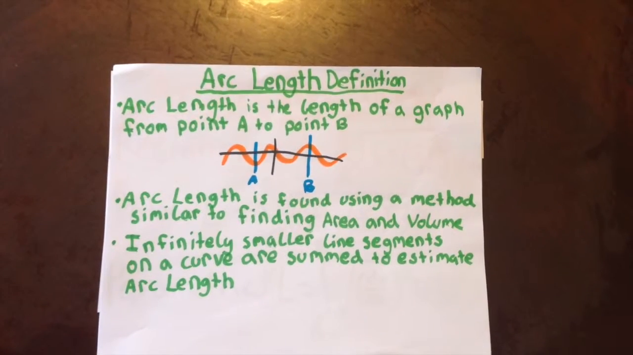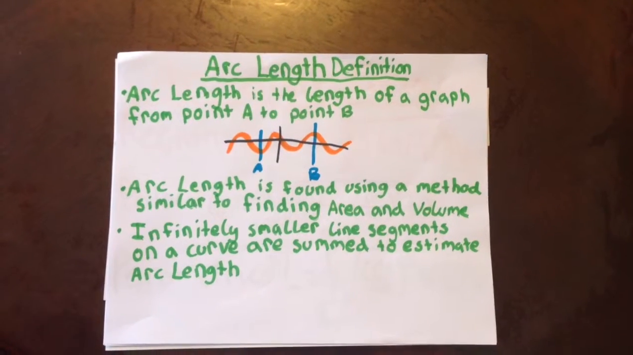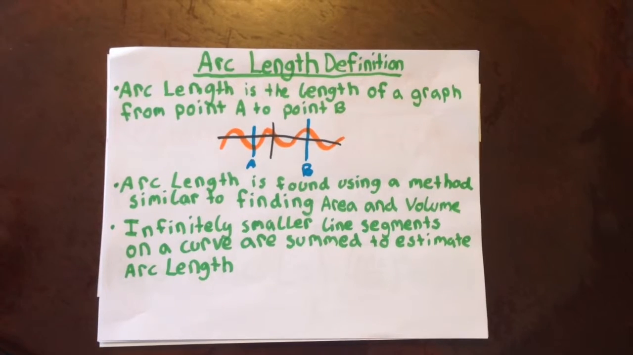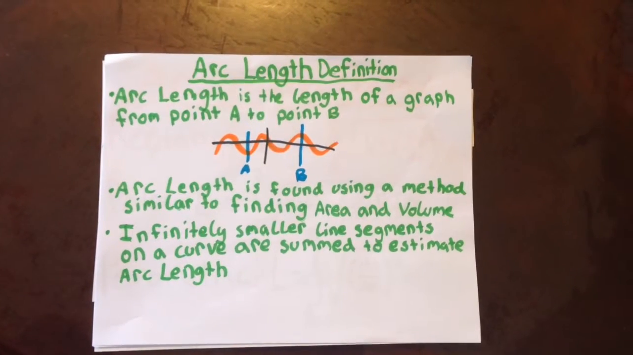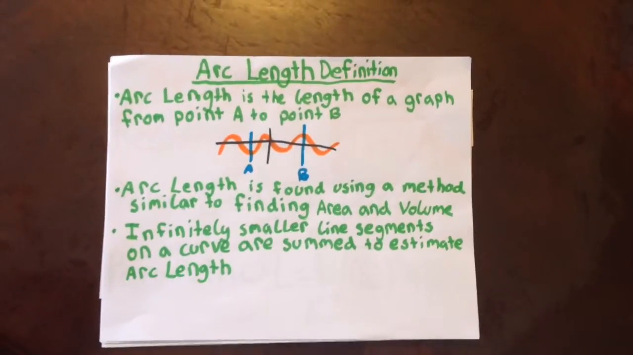When finding area, you use infinitely smaller partitions of Riemann sums to estimate the area. And in volume, you find infinitely smaller washers and disks to find the volume of a solid. In arc length, you find infinitely smaller line segments on a curve, and you sum them to estimate the arc length.